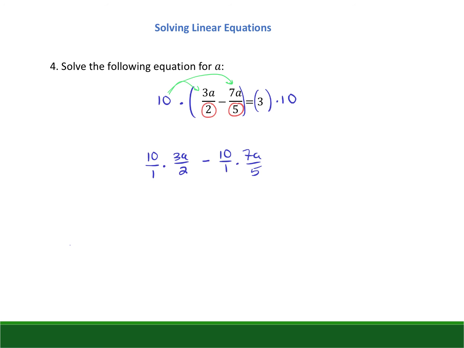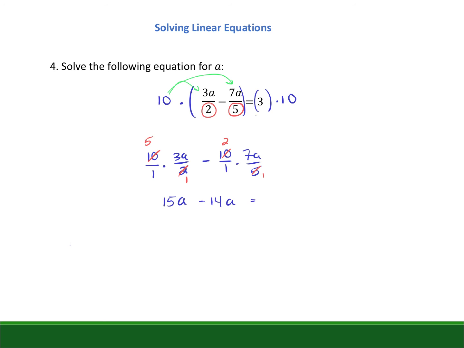So what ends up happening here is this fraction, the 2 and the 10 cancel out. So I end up with 15a. And then down here, I've got the 5 and the 10. That's going to cancel out. That's going to give me 2. And then 2 times 7a is 14a.